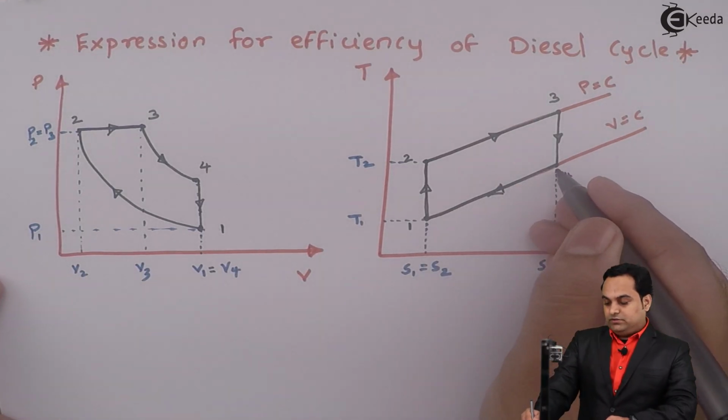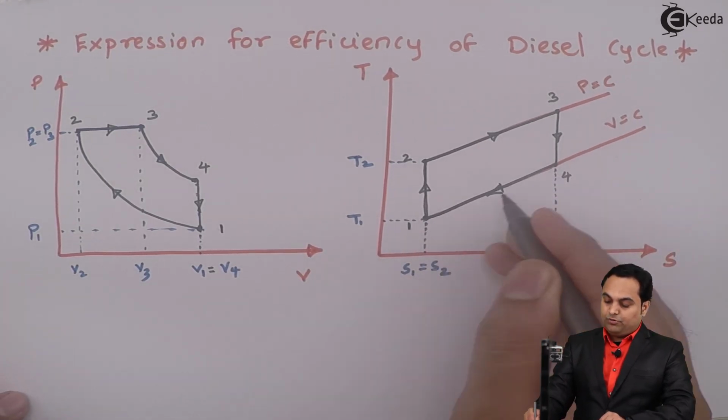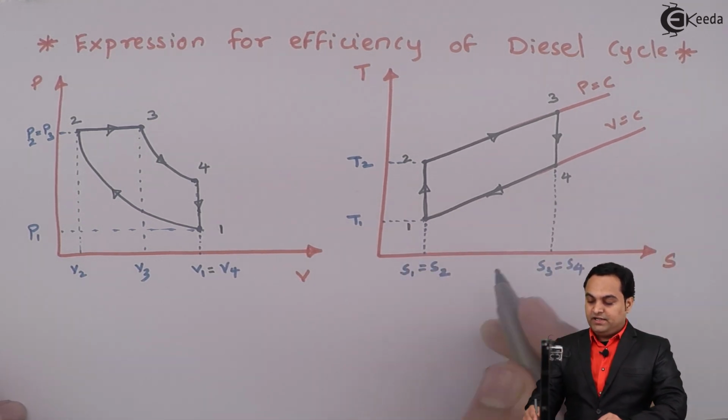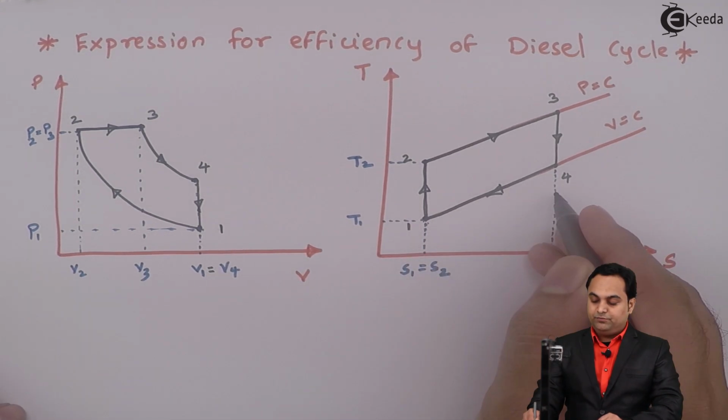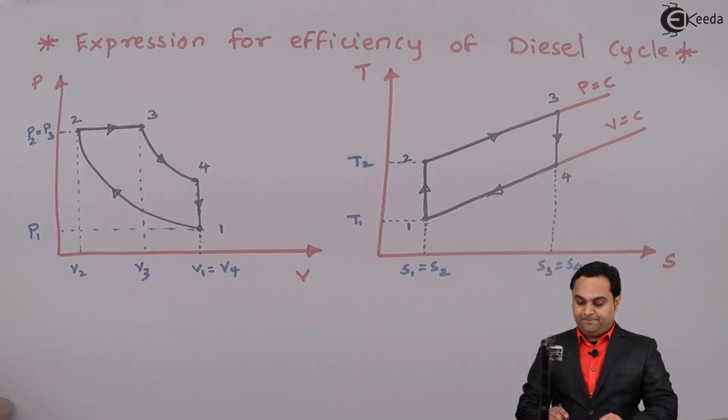So this is the decrease in temperature, and at the same time there is a decrease in entropy from point 4 to point number 1. So this is the heat rejection process, and the volume of point 1 and point 4 are the same because they lie on the same constant volume line.